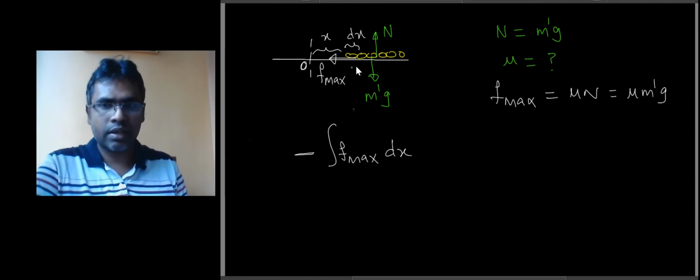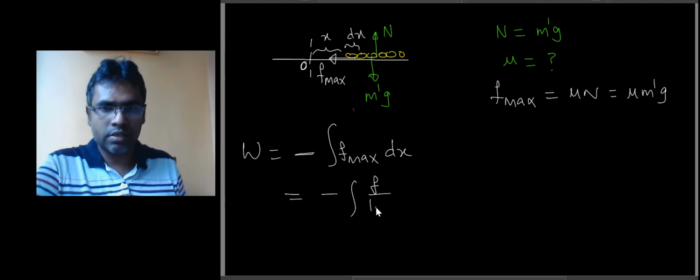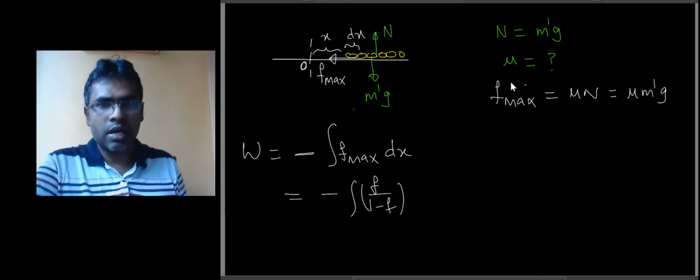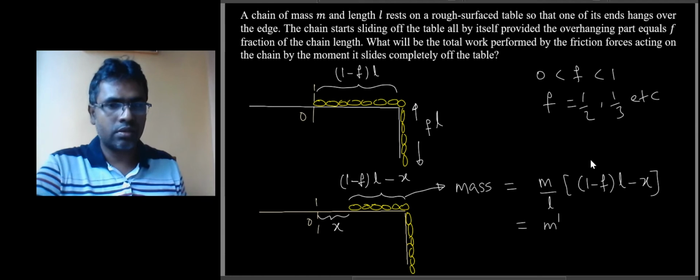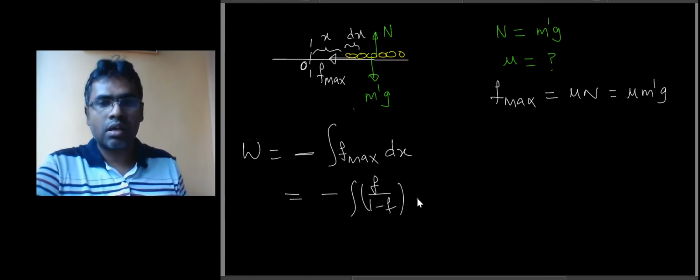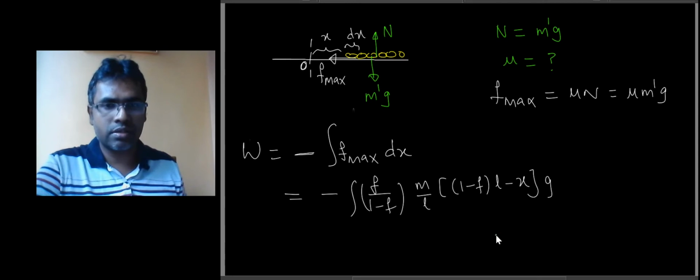So if I integrate this for the entire displacement, we should get the work done by the friction here. Let us substitute everything. So this is negative of friction, which is mu. The coefficient of friction is f by (1 minus f). The mass of the chain in this intermediate situation, which we obtained earlier, is mass per unit length into length, which is m by L into (1 minus f) into L minus x. If I multiply by g, this is the maximum possible friction in the intermediate situation.